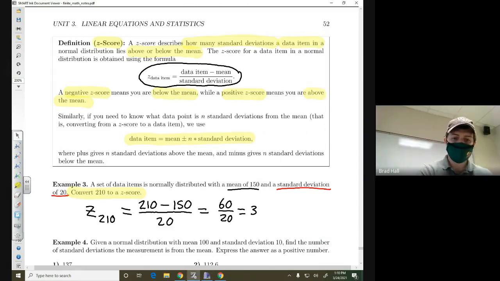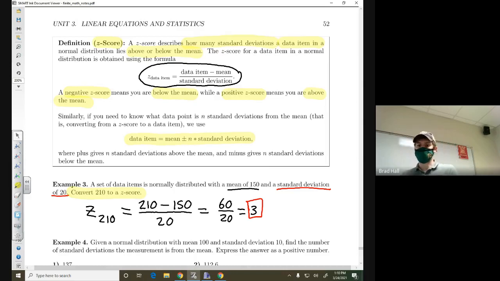Okay, so 3 is the final answer though. And what this tells us is that the raw data value 210 is 3 standard deviations above the mean. 3 standard deviations because that's the number, and above the mean because it's a positive number. That's how we interpret this.